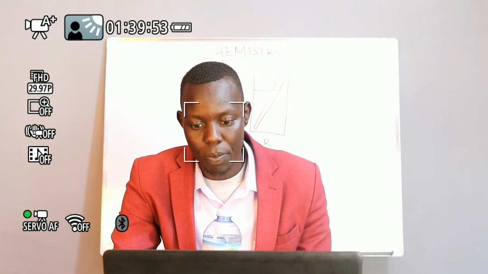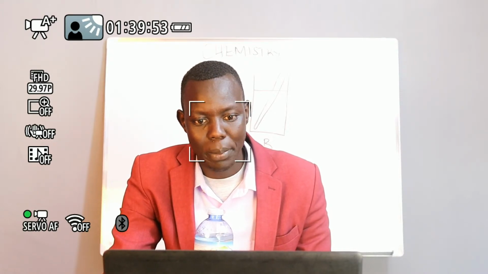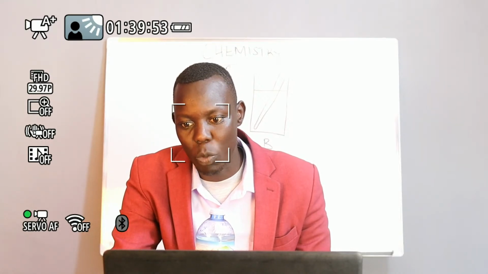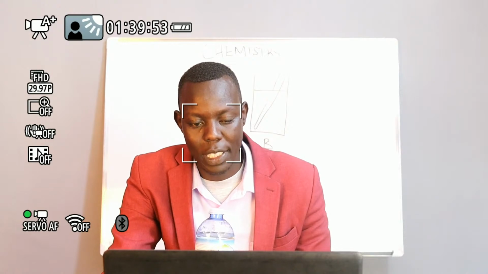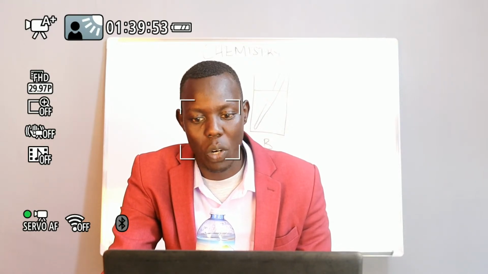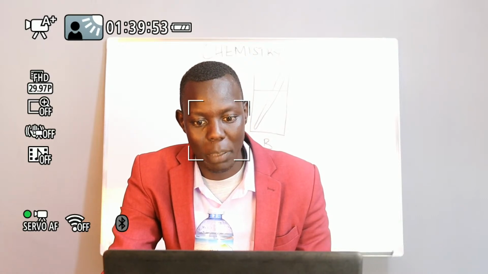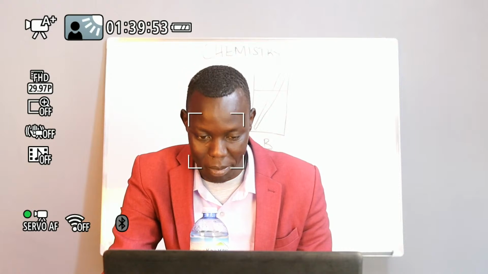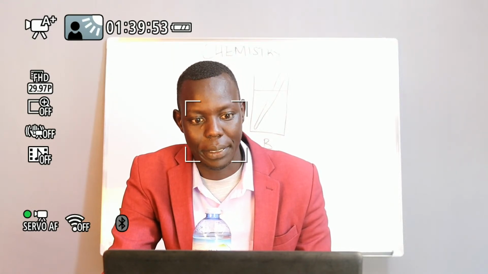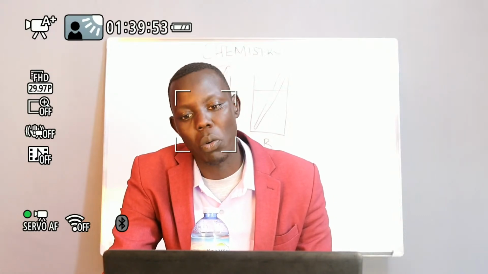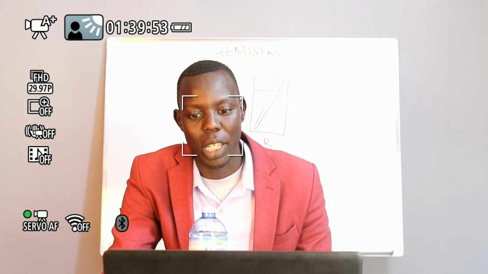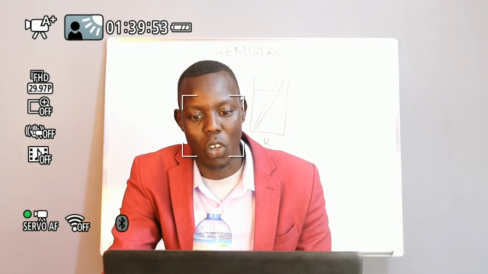Now, let's start with element. Elements are pure substances which cannot be split into simpler substances by chemical means. Atom is the smallest particle of an element which can take part in a chemical change. Molecule is defined as the smallest particle of an element or a compound which can exist separately. A compound is a pure substance made up of two or more elements combined. For example, sodium chloride, calcium oxide, all those.